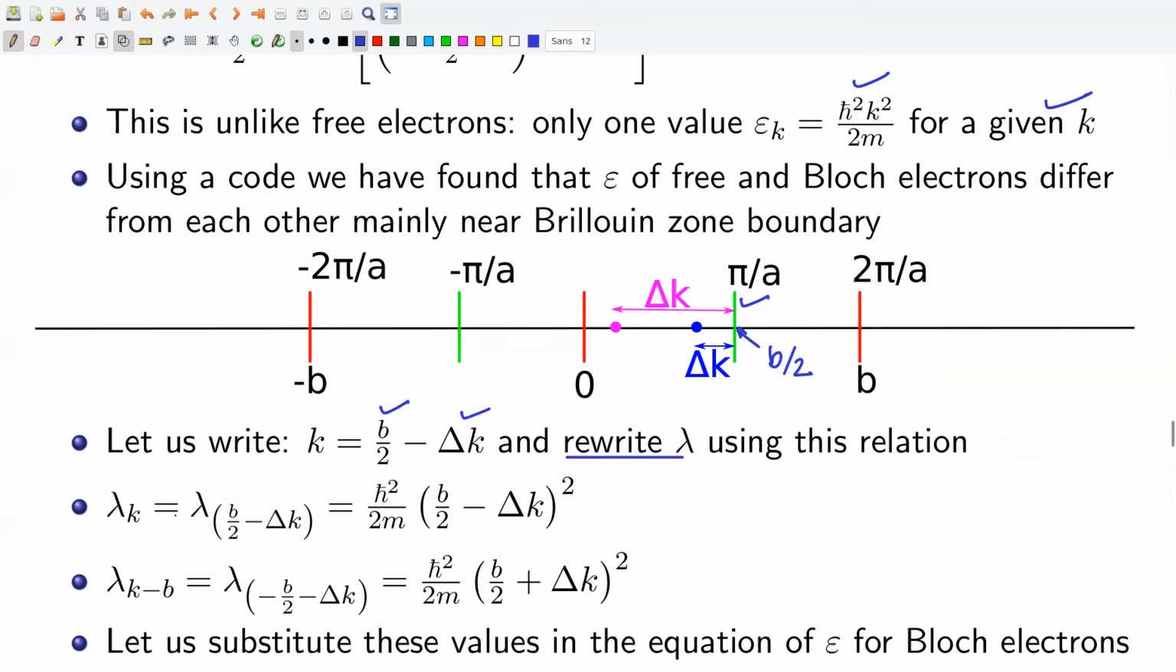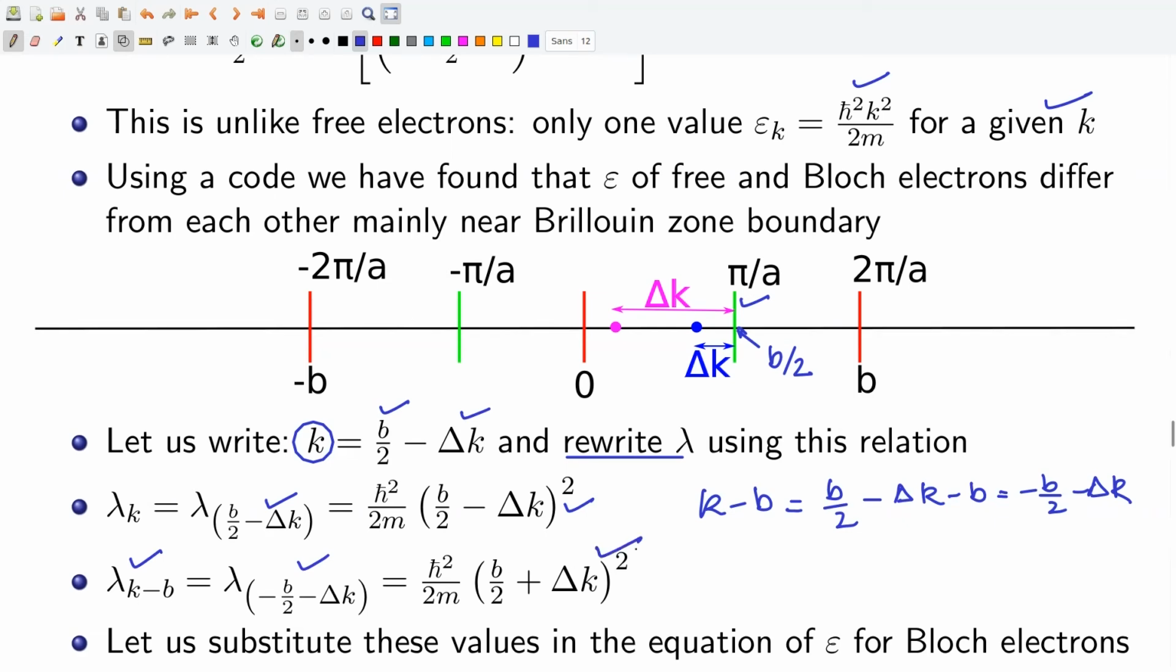So lambda K will be equal to lambda B by 2 minus delta K because that is how we define K now. And this is equal to h cross square by 2m, B by 2 minus delta K whole square. Similarly, K minus B will be equal to B by 2 minus delta K minus B, which is equal to minus B by 2 minus delta K. Thus, lambda K minus B will be equal to lambda minus B by 2 minus delta K, and which is equal to h cross square by 2m, B by 2 plus delta K whole square.